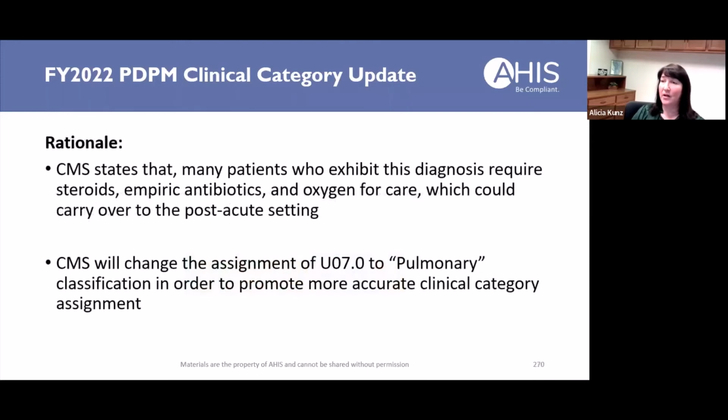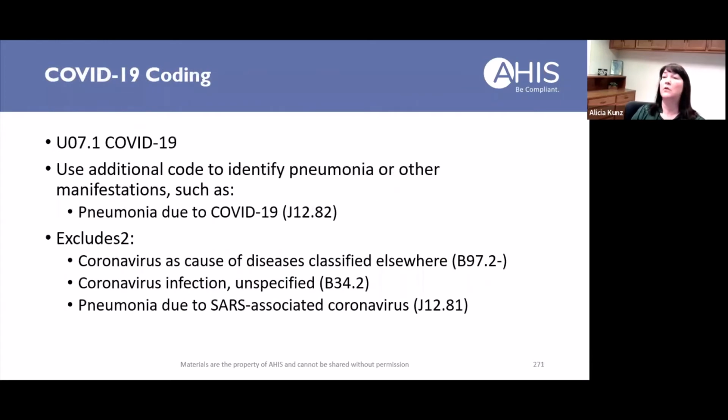They did that because a lot of the times people who have vaping disorder need a lot of treatment. They need oxygen, steroids, etc. So those things can carry over into long-term care settings, and in that case, that's why they changed it. So again, they want a more accurate clinical category assignment. I have not yet seen this code used in any of my facilities, but it exists nonetheless.